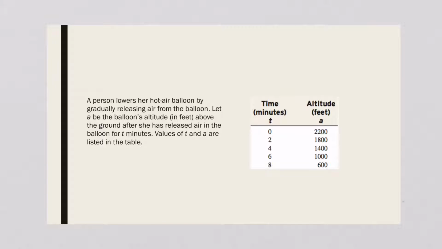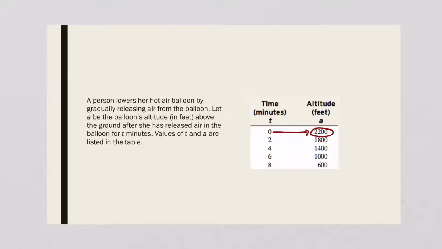Okay, so for this situation, a person lowers her hot air balloon by gradually releasing air from the balloon. Let A be the balloon's altitude in feet above the ground after she has released air in the balloon for T minutes. So at 0 minutes after releasing air, that's where we're starting, her altitude is 2,200 feet. After 2 minutes, she has released enough air that her altitude is now 400 feet less. At 4 minutes, she's released enough air that she's even 400 feet less than that, and so on.